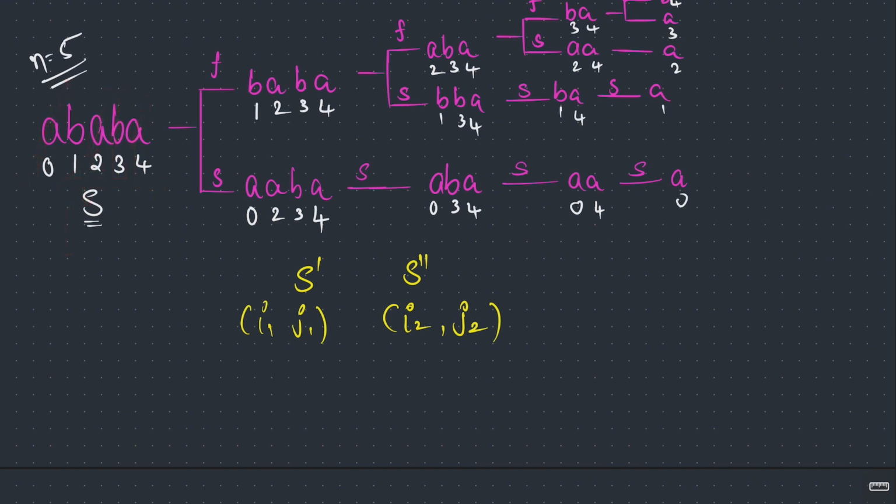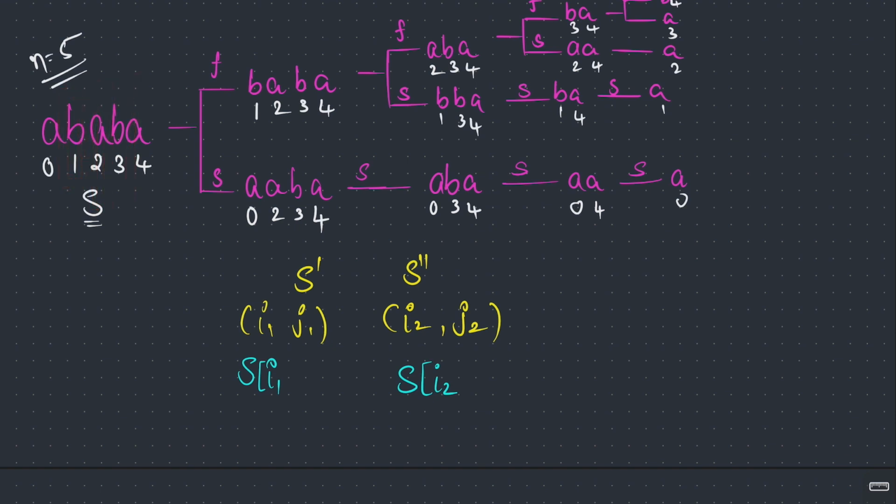If you apply two first letter deletions, you'll be removing these two, and you'll be at ABA. And no matter how many second letter deletions you apply, your first character will always be index 2. In other words, this s dash will start from I1, and this s double dash will start from I2, right? Because after some first letter deletions, let's say one first letter deletion, you'll end up here. No matter how many second letter deletions you do, your first character is fixed.